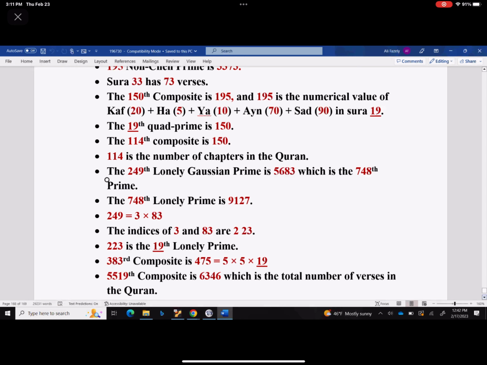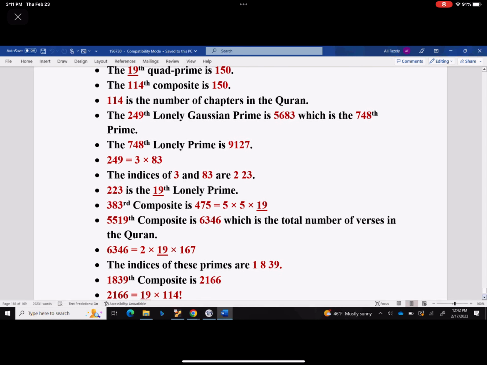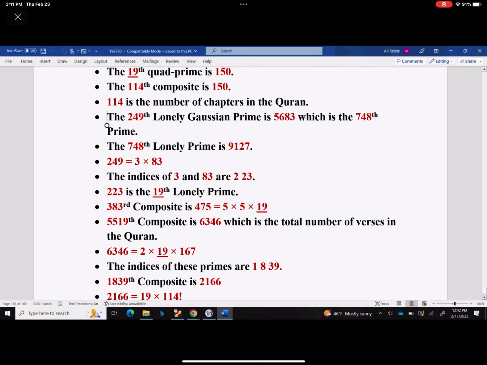But 249 is 3 times 83. It's a composite. The indices of 3 and 83 are 2 and 23. 223 happens to be the 19th lonely prime. As I said, if that hint wasn't there, we would never find this code.